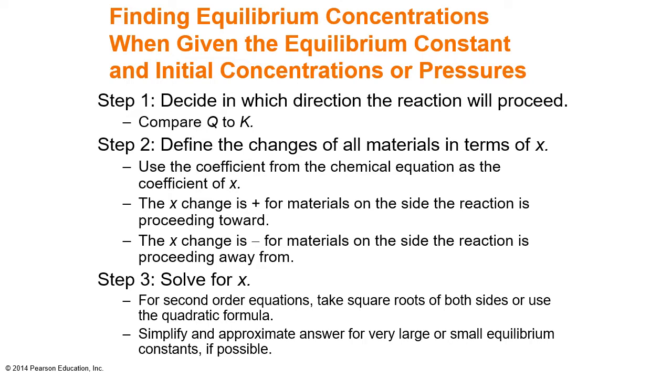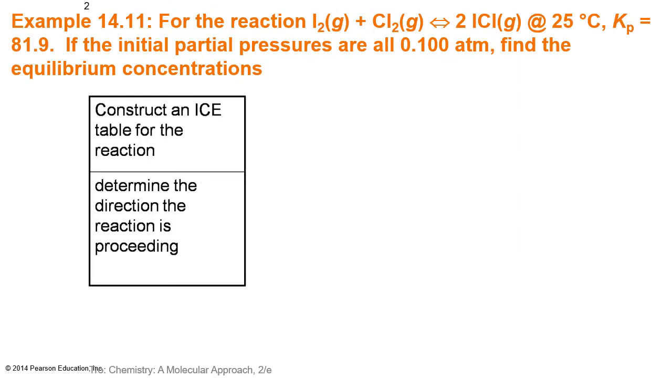Then we can solve for X. We may need to take the square root of both sides or even use the quadratic equation in order to solve for X. We can also simplify and approximate answers if we have very large concentrations or very small equilibrium constants. Let's look at an example.